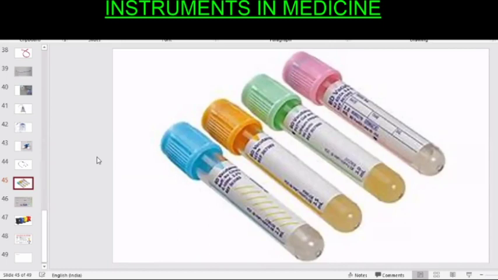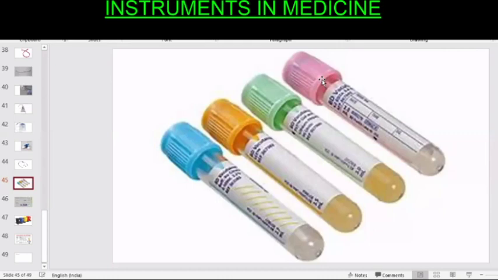Then the purple colored vacutainer like this. It contains EDTA. So use it for CBC. What is the full form of EDTA? Ethylene diamine tetraacetic acid. It is used for CBCs. It is used for ESR. It is used for blood grouping also.